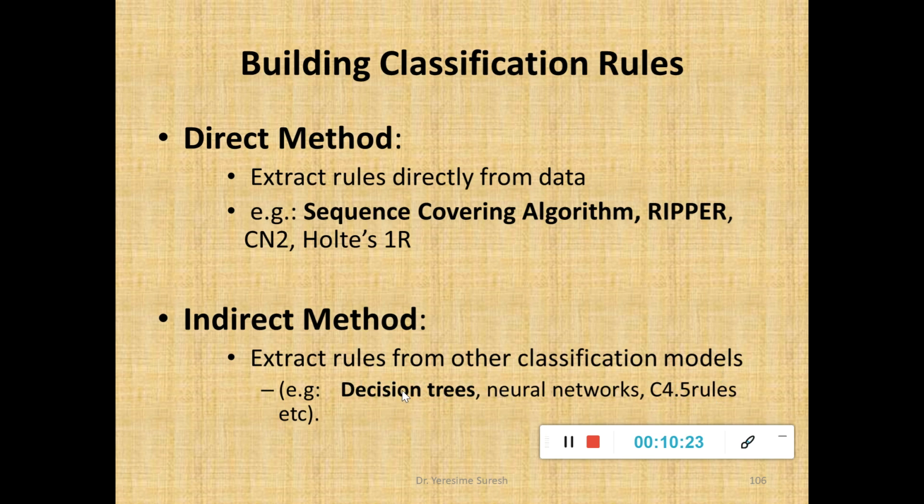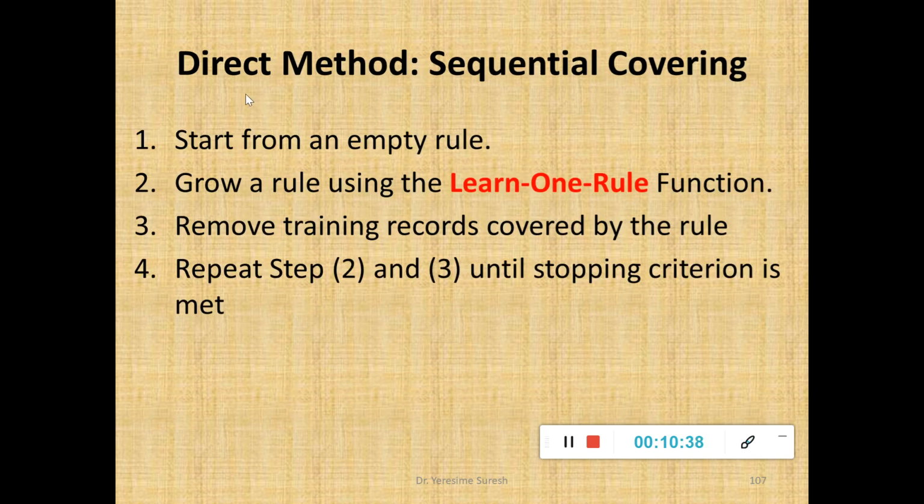So basically, if I extract rules from the data set directly, it is called the direct method. From the data set I construct a classification model; from that classification model if I extract the rules, it is called the indirect method. So now we'll see the first method, the direct method, wherein I make use of the sequential covering algorithm. There are 4 steps in the sequential covering algorithm. Please remember, the direct method is the process of extracting rules directly from the data set, and the very first algorithm that we are supposed to discuss is the sequential covering algorithm, and it has 4 steps.